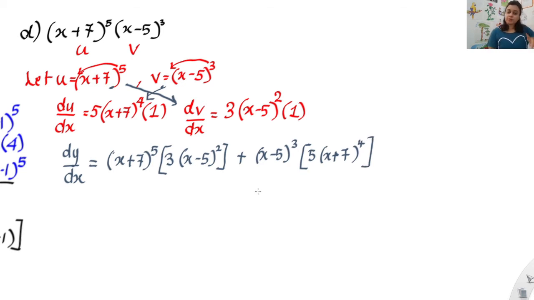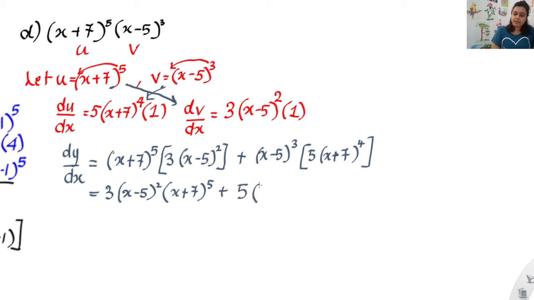Now what you must do, just be careful. This part, there's nothing to multiply in. Don't multiply anything in. Just rearrange properly. Write the 3 outside, then write the x minus 5 power of 2, then write the x plus 7 power of 5. Just rearrange only, I'm arranging according to the powers. Then here plus, write the 5 outside, then write the x minus 5 power of 3 and x plus 7 power of 4. Once you arrange properly, now you will get a picture which one to factorize.